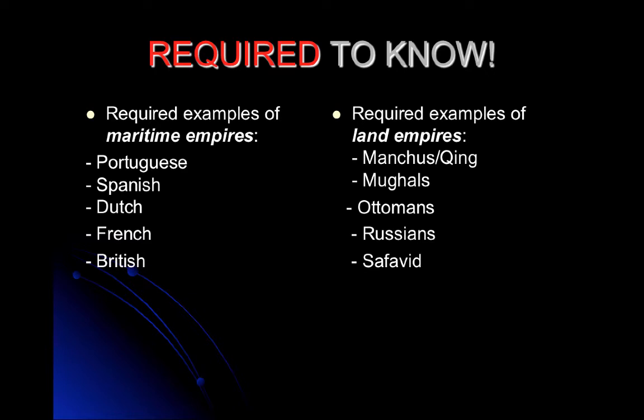Land empires, once again, these are the ones that we did and you wrote your essay on. Knowing the Manchu is the same thing as the Qing, Mughals, Ottoman, Russians, Safavid. The land empires are big. The one that we're missing here is Tokugawa. It's left off. I'll have to add that. But definitely the Tokugawa is part of these land empires as well. And not forgetting about Russia. Remember, that's a big one that's coming to the game, and they forget about it. But the Asian empires are the ones that we study most, and you're required to know those for sure.